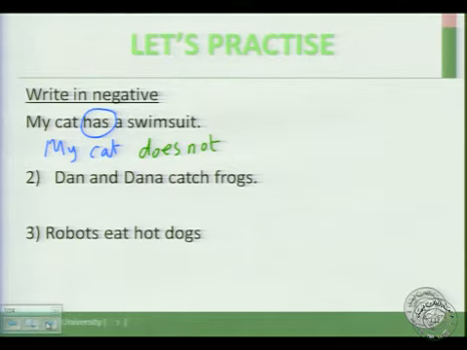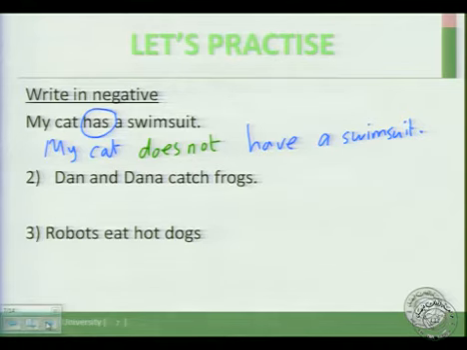And we have has. It becomes what? It becomes have. Yes, this is the rule. When it comes with does, has becomes have. So my cat does not have, and then the rest of the sentence, a swimsuit. Full stop. Do not forget the full stop.